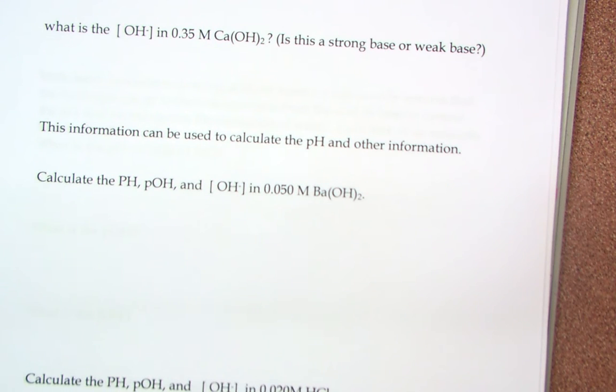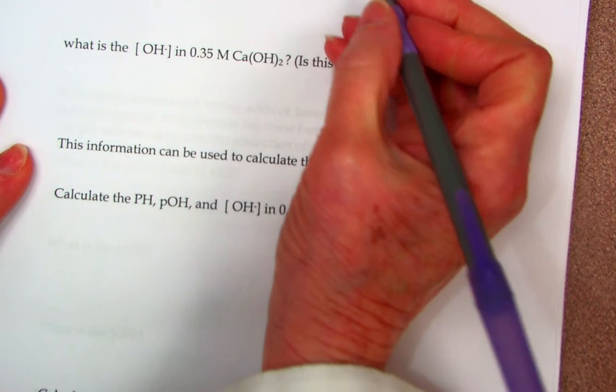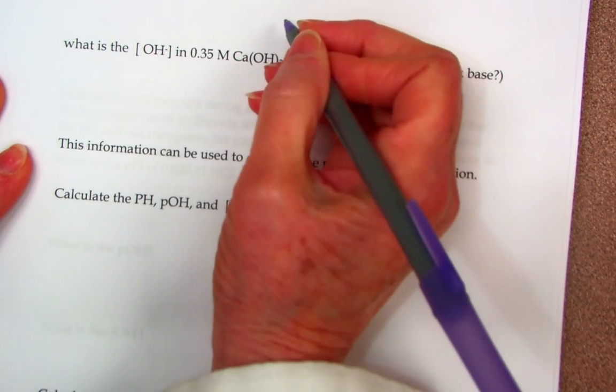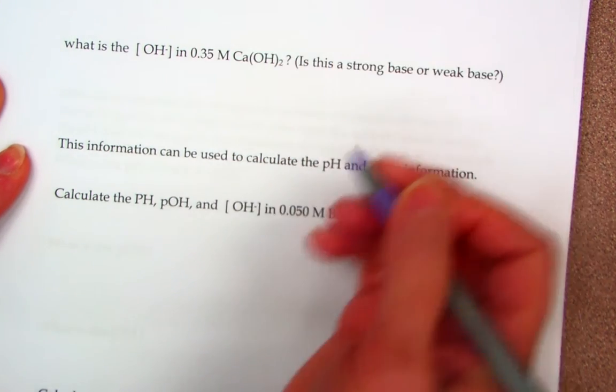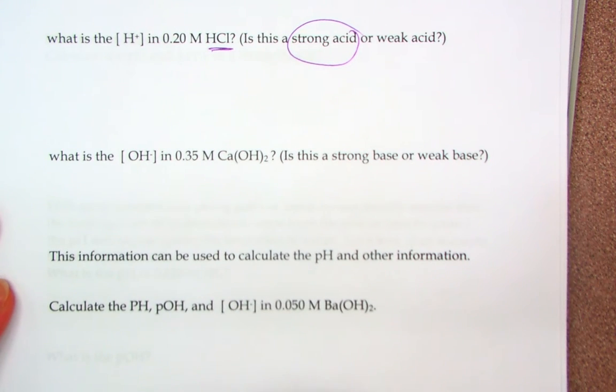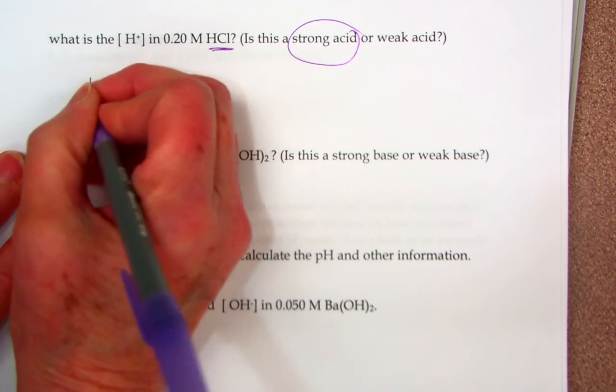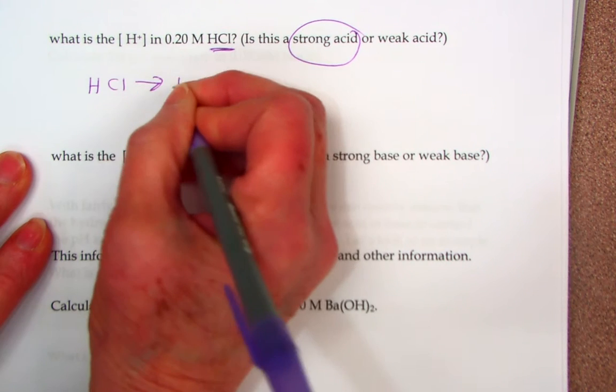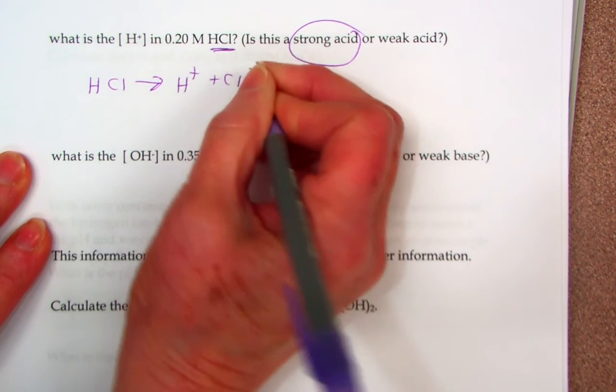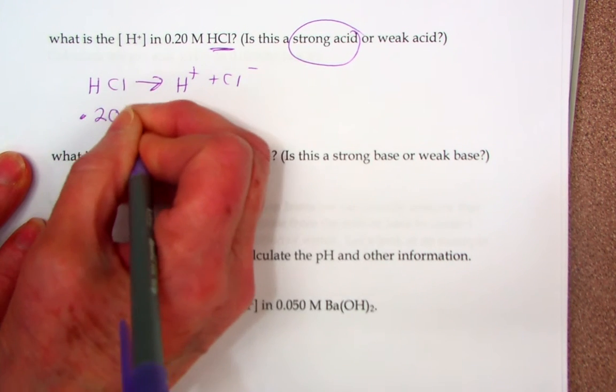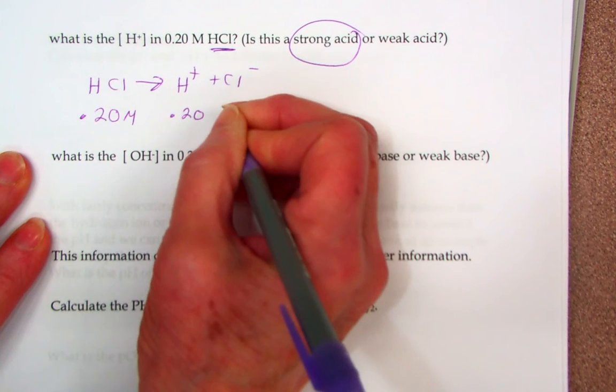Okay, let's look at a couple of quick problems. What's the hydrogen ion concentration in 0.2 molar HCl? So you ask yourself what's in the parentheses. Is this a strong acid or a weak acid? Self, what does your self say? HCl? Strong, right? So that means that if it's a strong acid, it breaks apart completely. So the hydrogen ion concentration is the same as the acid concentration.